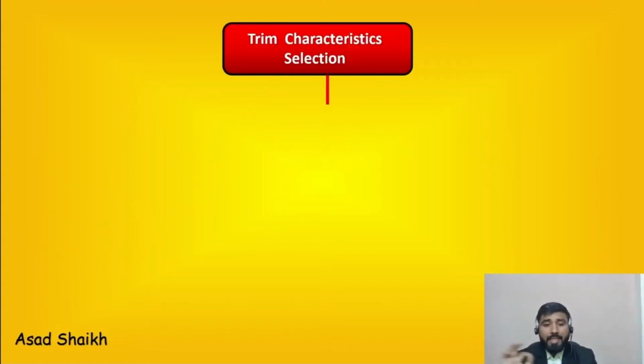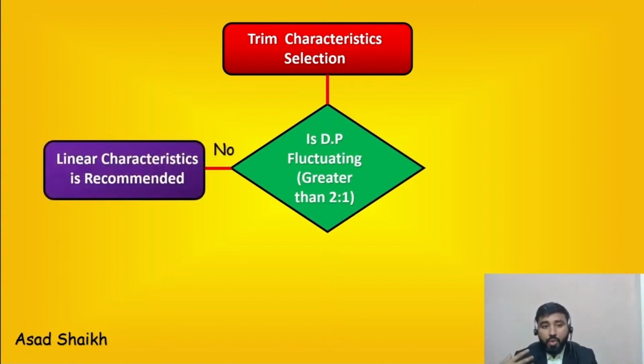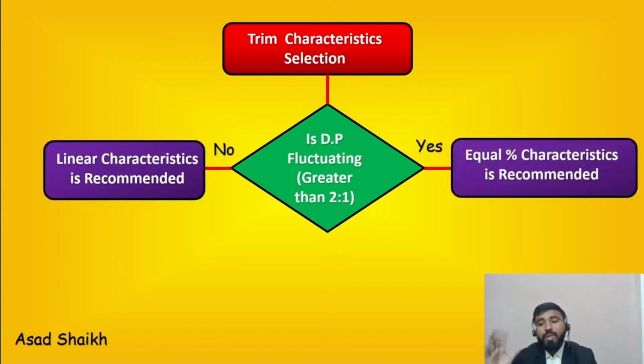So for trim characteristic selection, I would ask: is the DP fluctuating? Is it greater than 2:1? Is it fluctuating? No. Then going for linear characteristics is usually recommended. Then if your DP fluctuation is higher, you should go for equal percentage characteristics. Most of you who are working might have selected equal percentage characteristics.